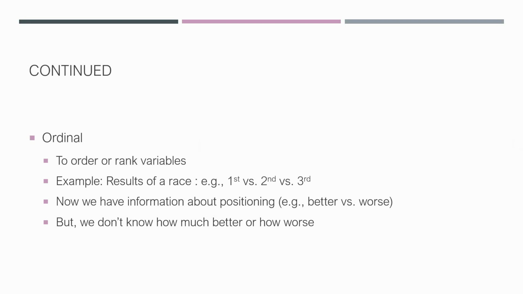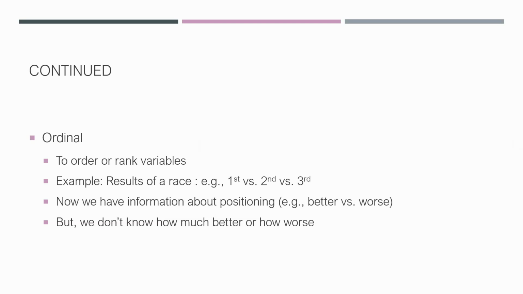Here we are talking about a race, so it might be that the first place was fastest, then the second place was faster than the third place, and the third place was slowest in the overall outcome of the race. So now we have information about better versus worse, faster versus slower, and so on and so forth. However, one of the critical disadvantages of the ordinal variable is that we don't know how much better or how much worse.